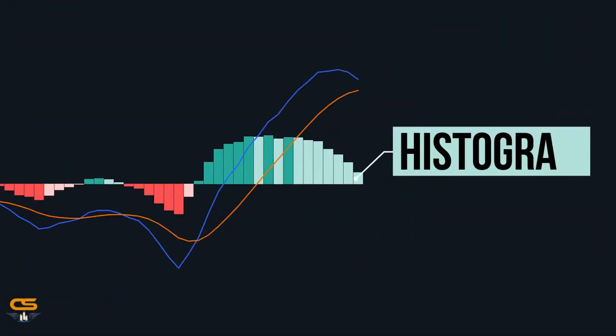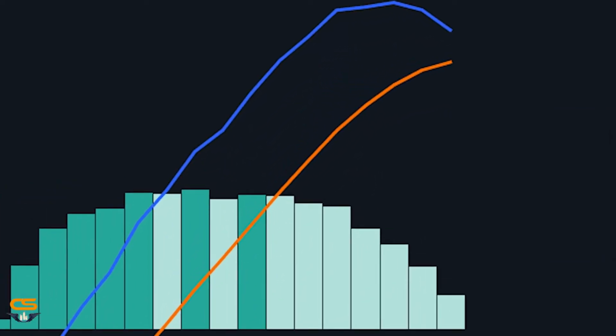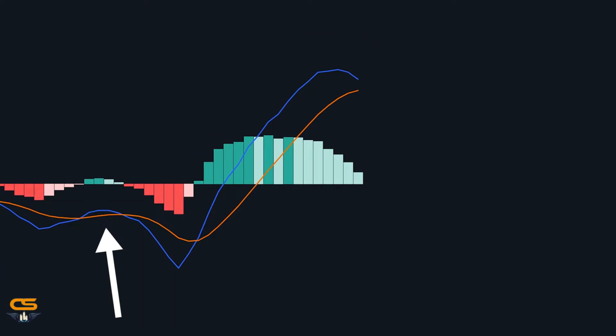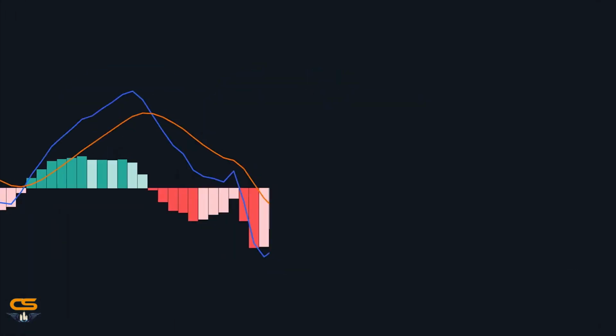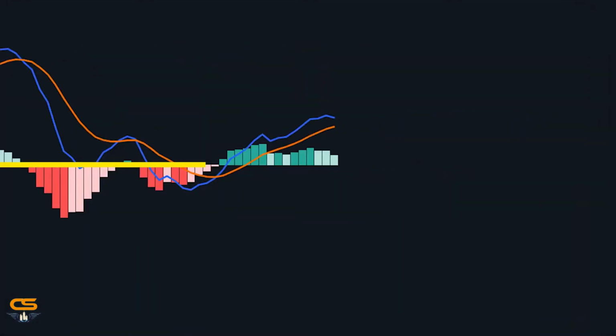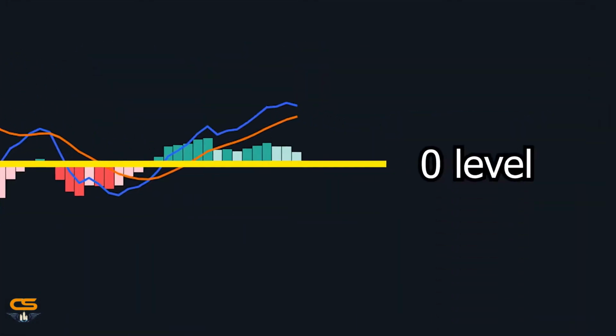Then we have the histogram, which represents the difference between the MACD line and the signal line. So, for example, the smaller the space between the two lines, the smaller the histogram. The larger the space between the two lines, the larger the histogram. You can also see once the MACD line crosses above the signal line, the histogram will automatically turn green. If the MACD line crosses below the signal line, the histogram will turn red. Then finally we have the zero line, which is represented at the zero level and will tell us the center of the MACD indicator.